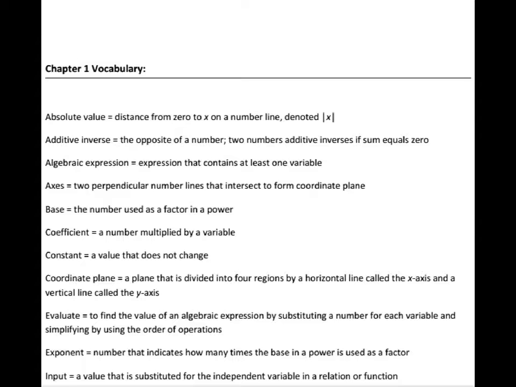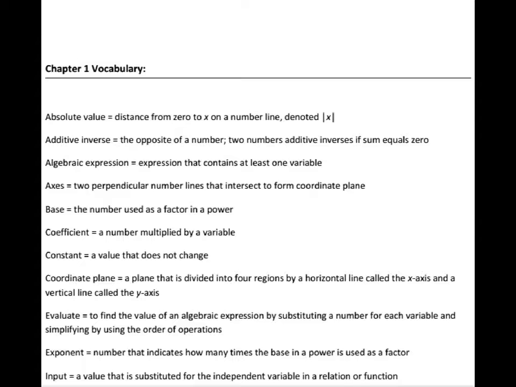Axes, two perpendicular number lines that intersect to form a coordinate plane. Base, the number used as a factor in a power. Coefficient, a number multiplied by a variable. Constant, a value that does not change.